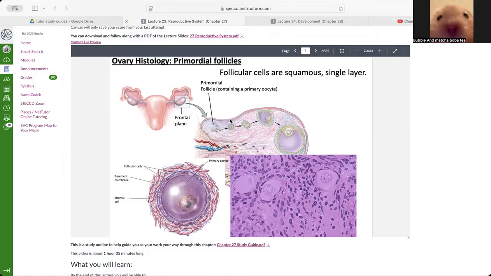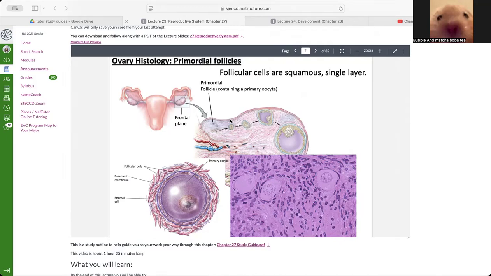They begin the first round of meiosis, which is prophase 1, and they stop and hold themselves in prophase 1 until puberty. During puberty, the primary oocytes in the primordial follicles can be identified. They are very large cells, and every month, only one of these primordial follicles containing one of these primary oocytes is going to mature to the point of ovulation.